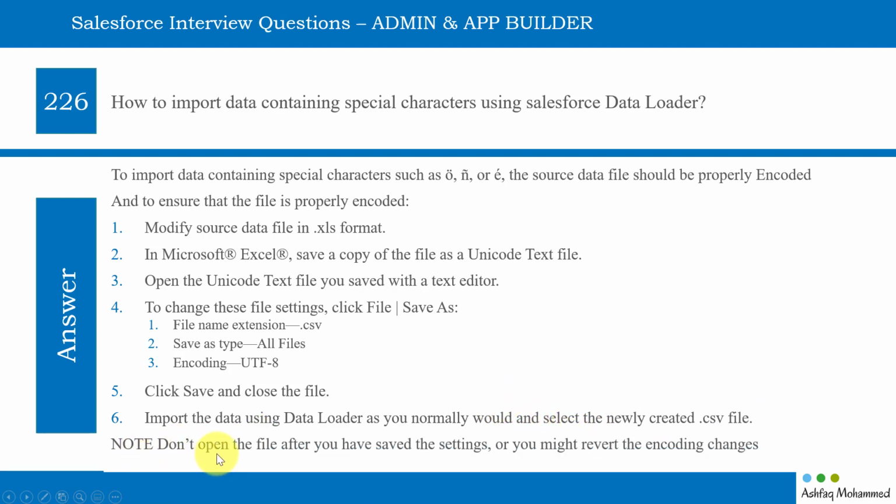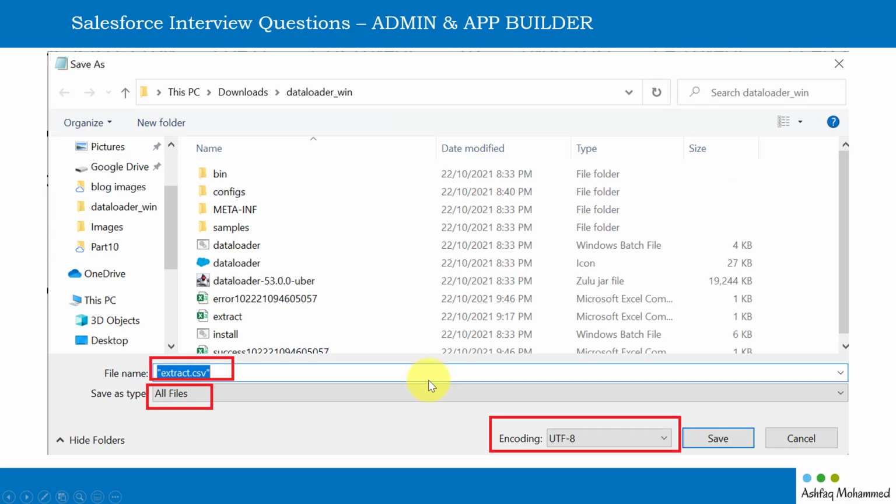Note: don't open the file after you have saved the settings, or you might revert the encoding changes. If you open the file after you save, you might revert the changes. So how do you save that? This is the way. While saving, give the name, whatever it is, extract.csv, save it as all files, and then select UTF-8 in the encoding format.